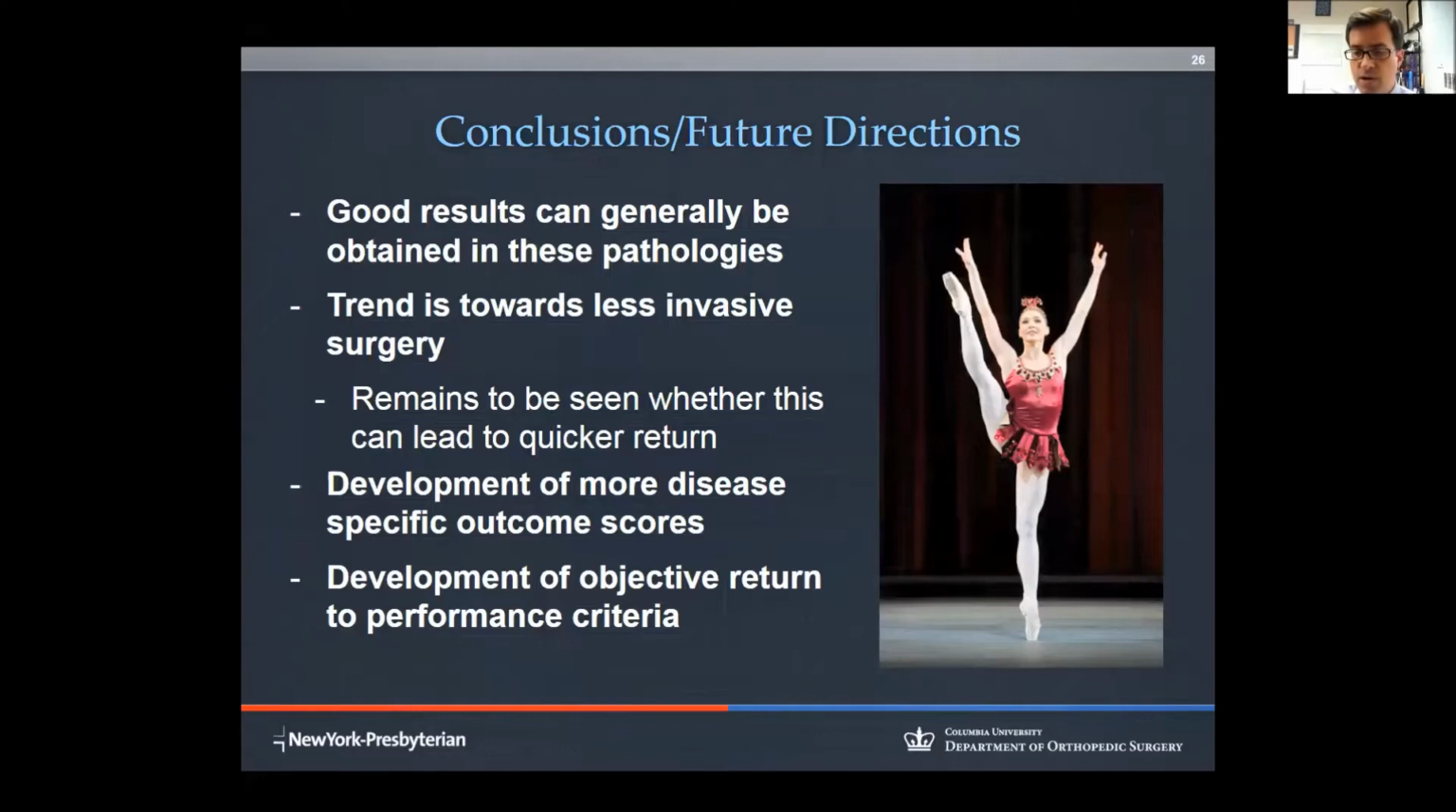And then as far as future directions, one of the difficulties with these patients is comparing apples to apples. And so, it's certainly difficult because it's a very select population. And these problems even then are not super common, but the development of more disease-specific outcome scores could certainly help with comparison. And then, there's a big push in the sports world for objective return to play criteria, and certainly objective return to performance criteria is a worthy goal going forward.